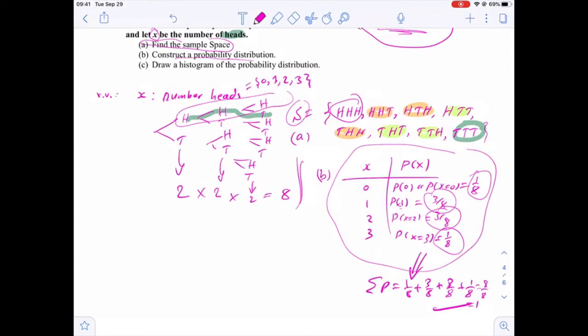The numerator is less than the denominator. Now, part C, we want to draw a histogram of the probability distribution. So in this case, you put the value of the random variable, for example, 0, 1, 2, 3, and then find probabilities of that. I'll stop for a second to let you think about how to graph the histogram.